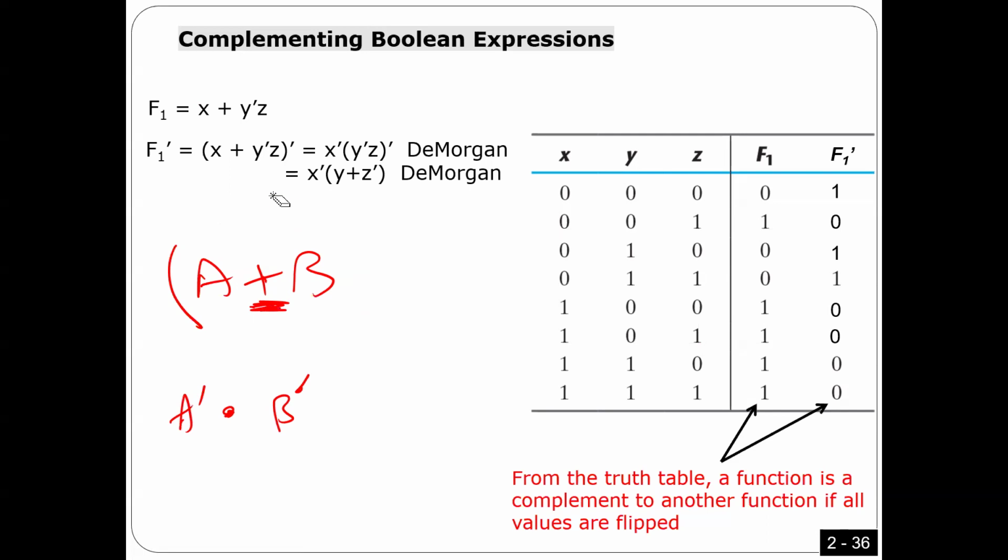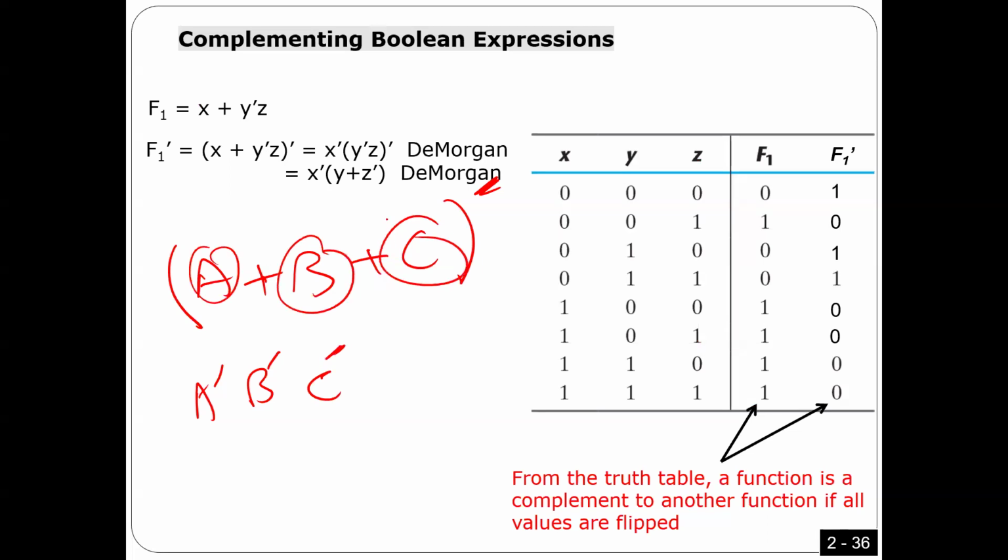And also, I told you in case of De Morgan, it can work for more than 2 terms. So if it is A or B or C, still it can work for any number of terms. So here in this case, if I use De Morgan here, I'm gonna get A prime and B prime and C prime. Okay? So every term needs to be complemented, and any OR you have to make it AND, any AND you have to make it OR.